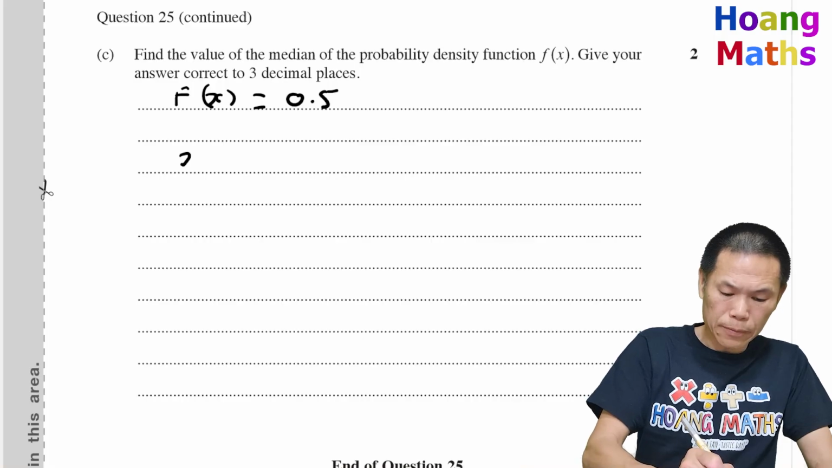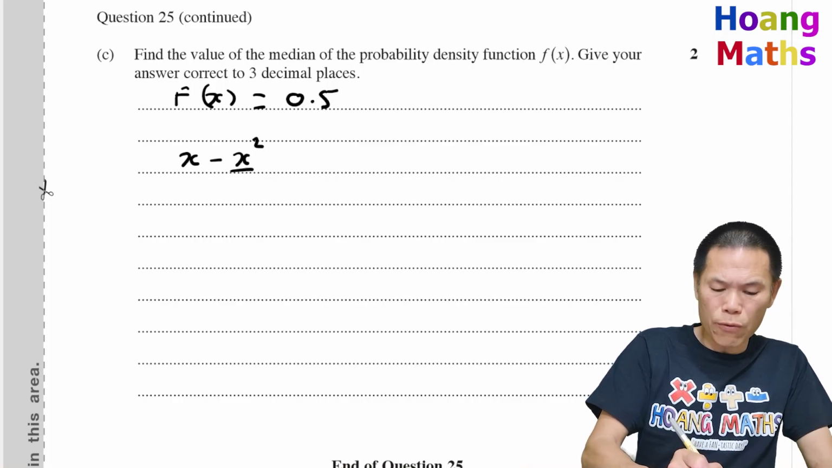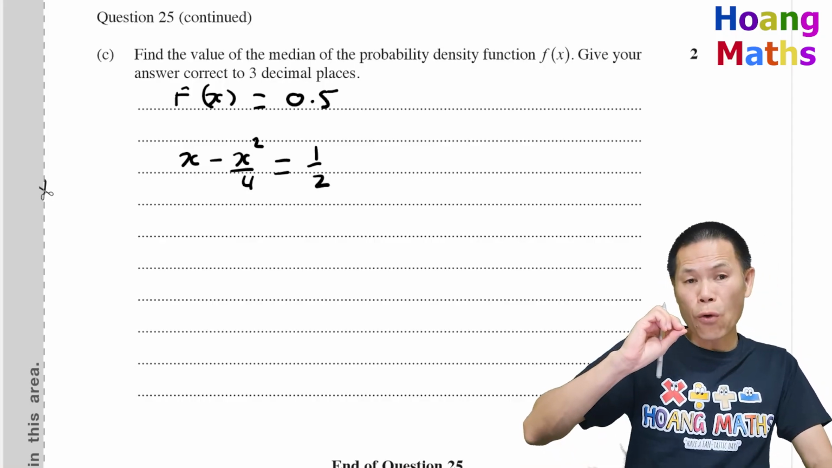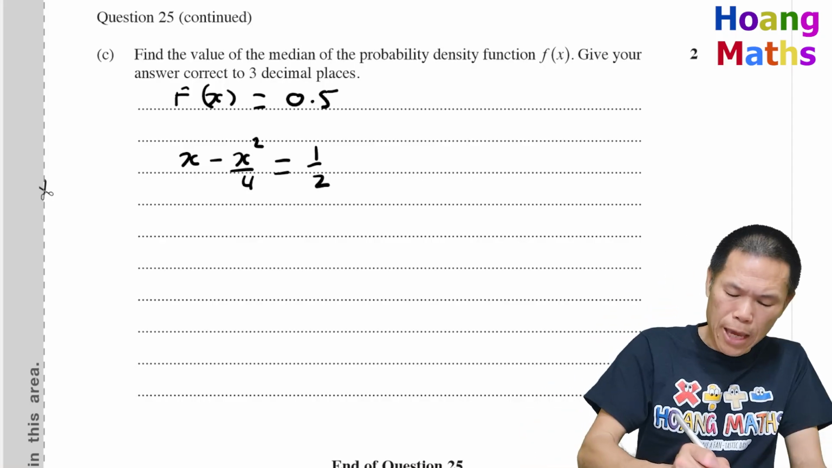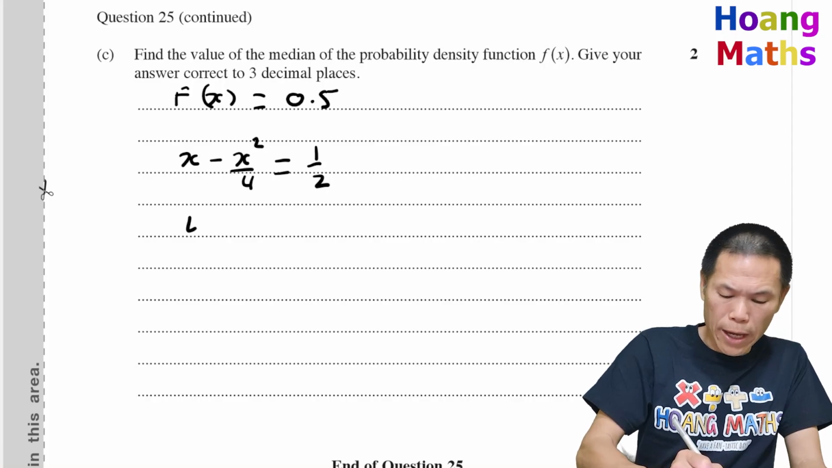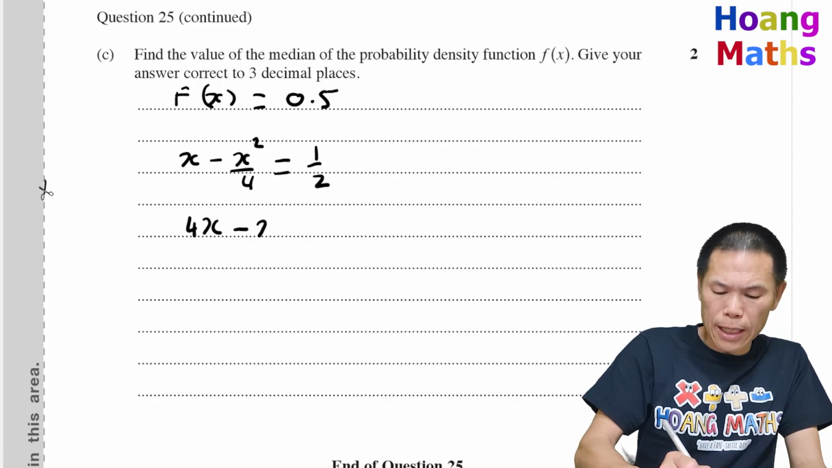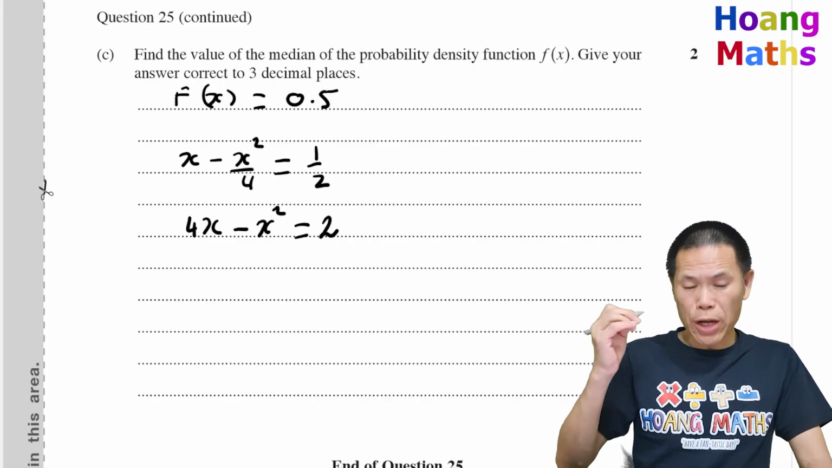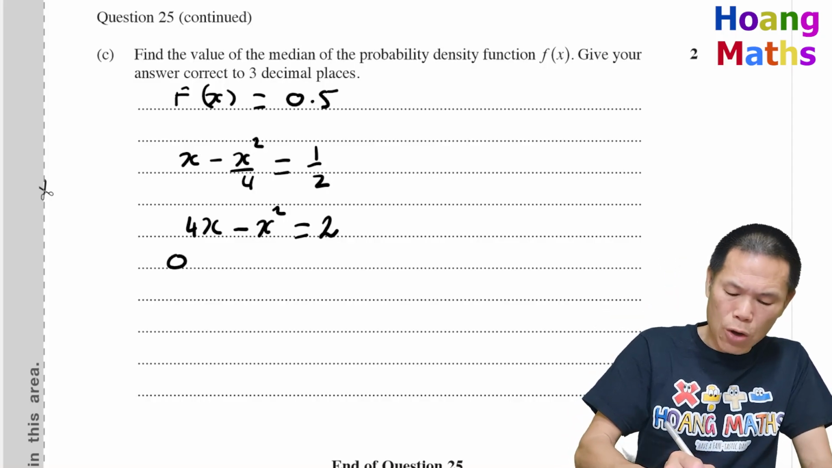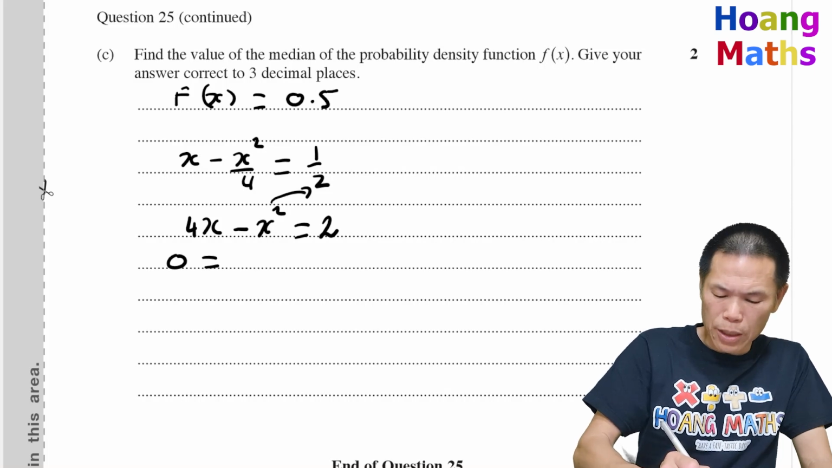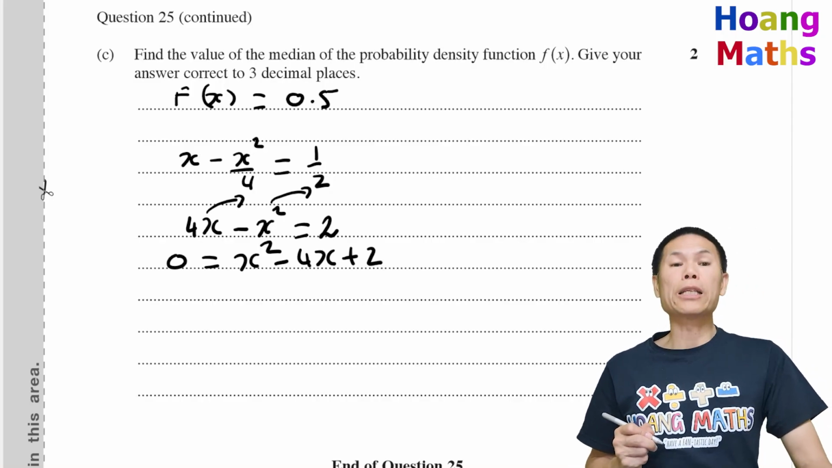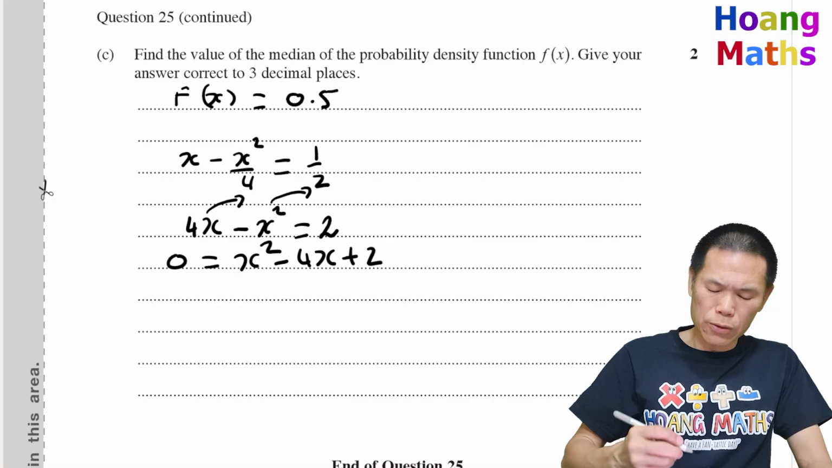x minus x squared over 4 is a half, or 0.5. I times 4 on both sides. So x times 4 gives me 4x, and minus x squared, a half times 4 gives me 2. Then I just rearrange it. So it should give me 0 equals, I move this to this side, so it becomes x squared, I move the 4x to that side, becomes minus 4x, and then plus 2. Then I just use completing the square to solve this.